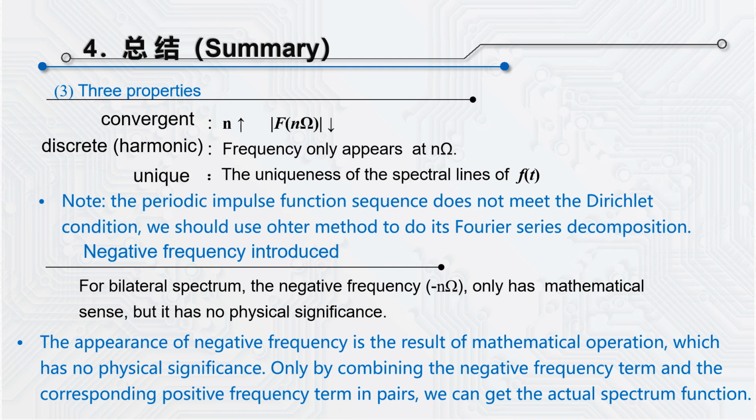Finally, when discussing the frequency spectrum of a periodic signal, we introduce negative frequency. For the bilateral spectrum, the negative frequency −nω is meaningful only in mathematics and meaningless in physics. The appearance of negative frequency is entirely the result of mathematical operations. Only by combining the negative frequency term and the corresponding positive frequency term can we get the actual spectrum function.